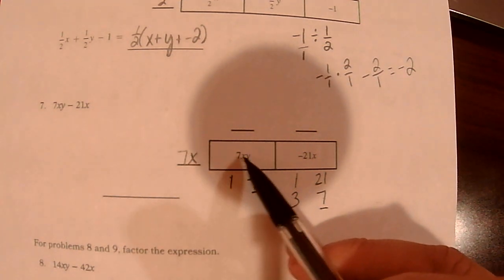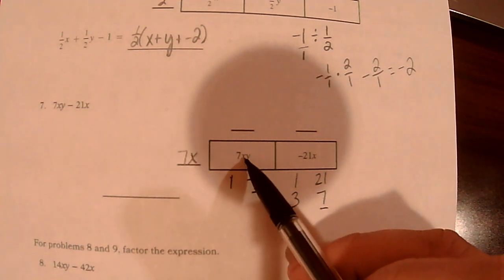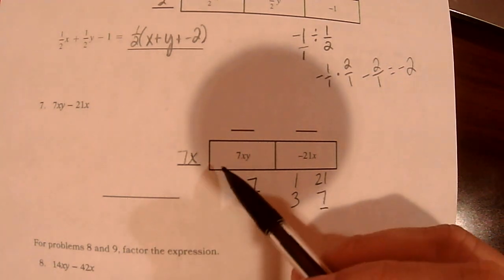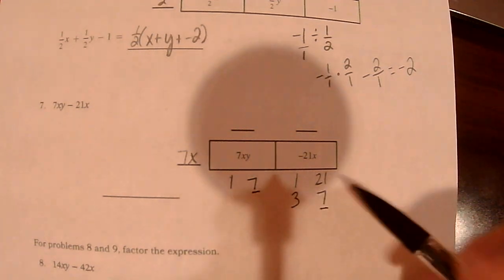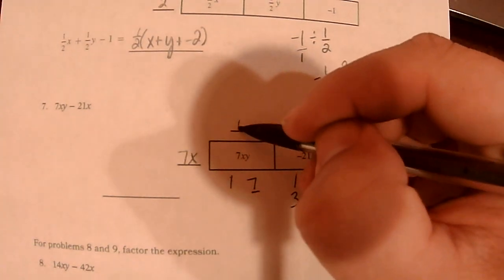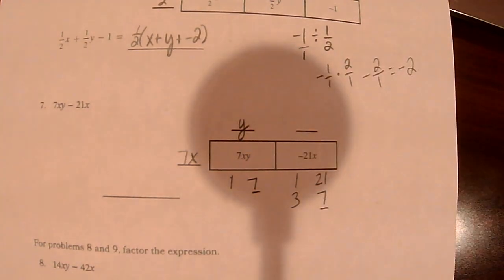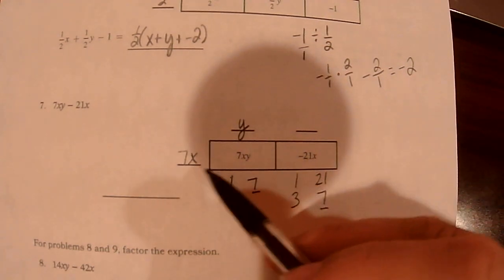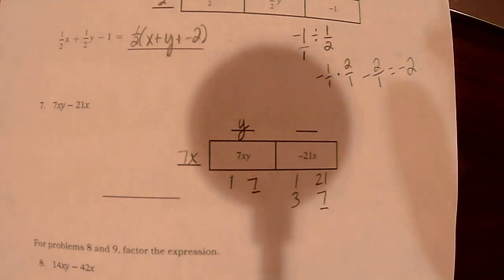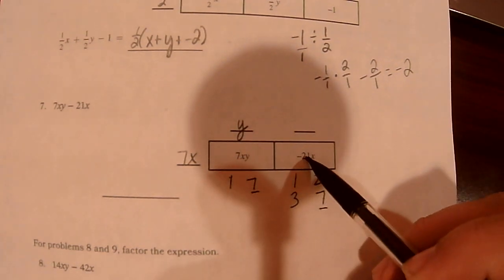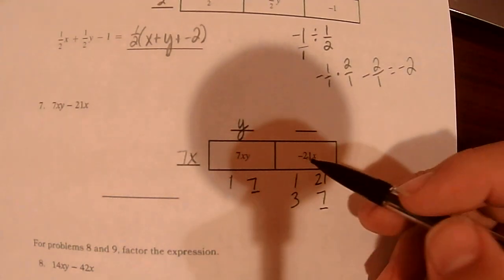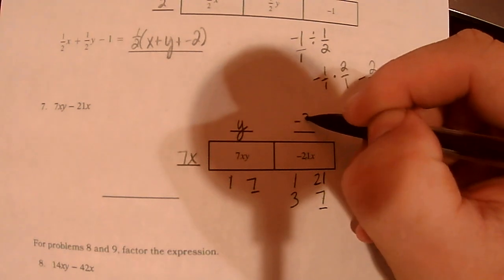Well, 7xy divided by 7x: 7 divided by 7 is 1, x divided by x is 1. So I have 1 times y, which is simply 1y or y. If I divide negative 21 by 7x, the x's will divide out to be 1, and negative 21 divided by 7 is negative 3. Negative 3 times 1 is just negative 3.